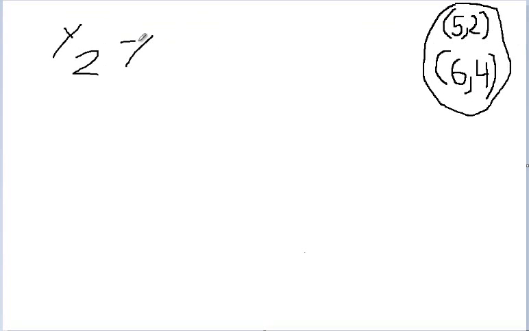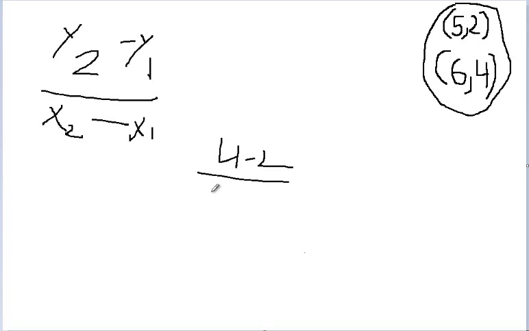For example, we could take the two coordinate points, (5, 2) and (6, 4). And what we will do with them is we will do y2 minus y1 over x2 minus x1. And what this will look like here is 4 minus 2 over 6 minus 5. And what we'd get for the slope here would be 2 over 1, or a slope of 2.